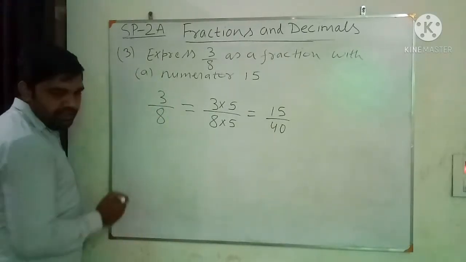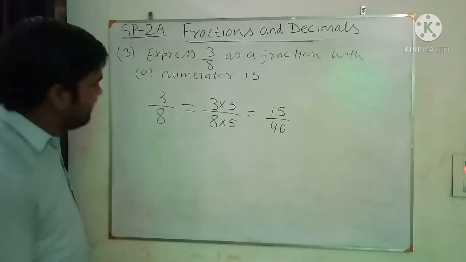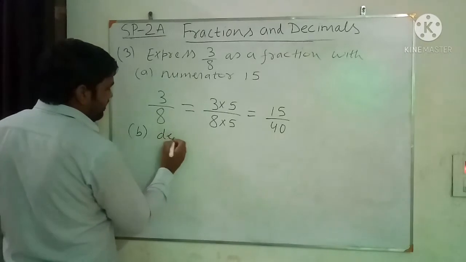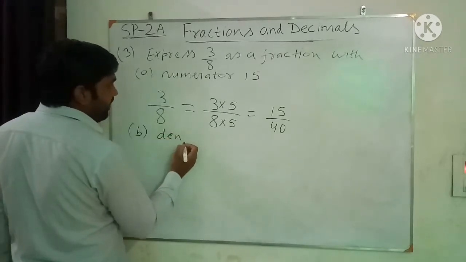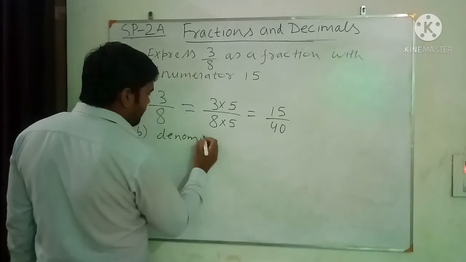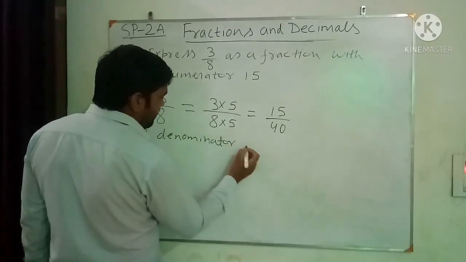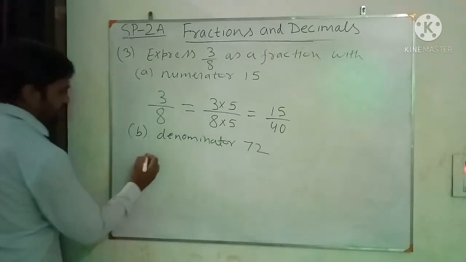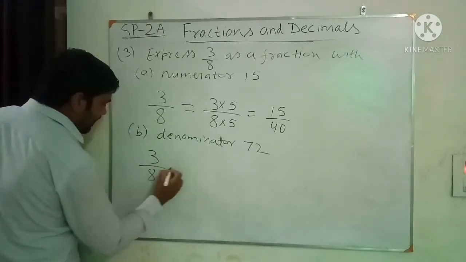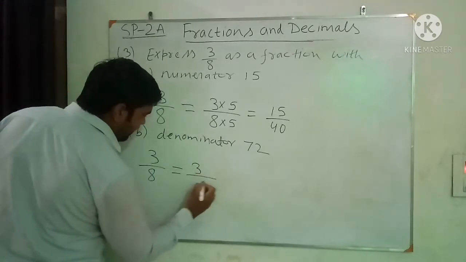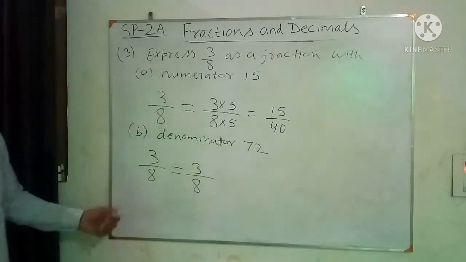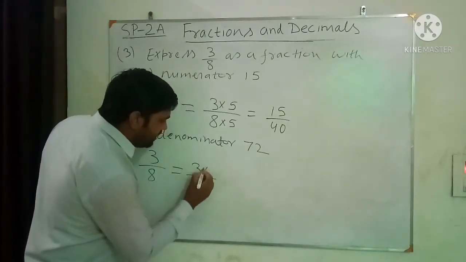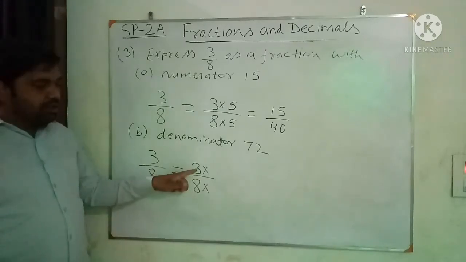In the B you see, in third B it is asked denominator 72. We have to express 3 by 8 as a fraction with denominator 72. So again we write 3 by 8 equals to, we have to find the equivalent fraction of 3 by 8 in which the denominator should be 72. So in this fraction the denominator is 8. So what number do you multiply in the 8 to get 72? We multiply the same number with the numerator also.